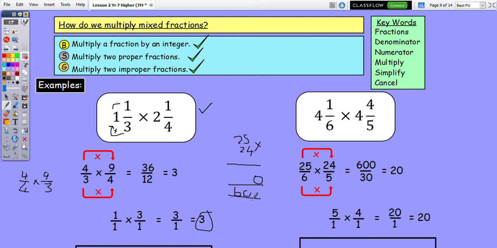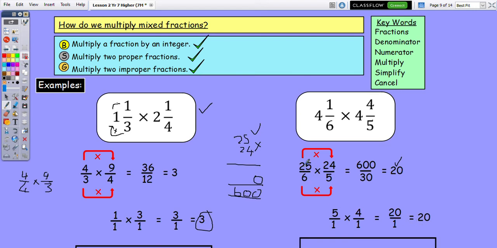If you get 600 and you're happy using this method, that's fine. If I do nothing and just multiply, I get 600 over 30, which simplifies to 20. But remember, it's a bit of work. If I simplify first by doing some simple division, the answer just appears.